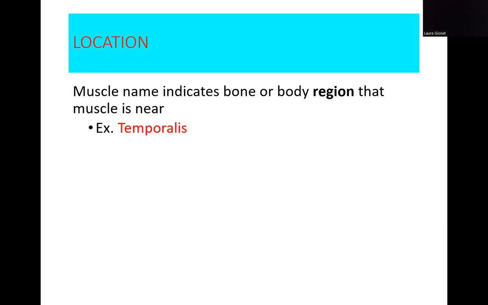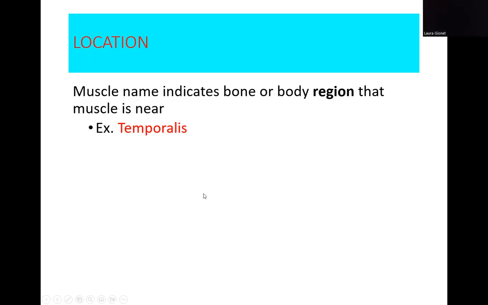And I think that just helps you anchor it, and it makes it a quicker process to commit these to memory. All right, so muscle, when it's by location, the muscle name indicates the bone or region that the muscle is near. An example of that is temporalis. I'll just tell you that when these end in -alis, that -alis means pertaining to, in Latin, all right?